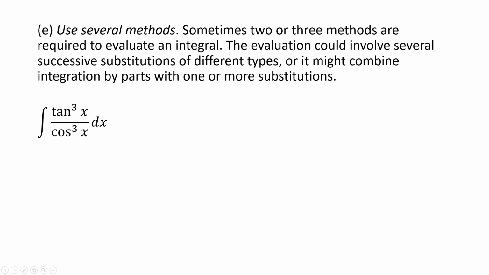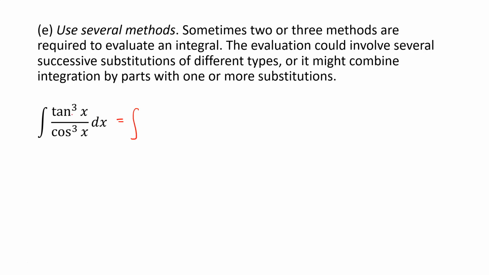And one other thing is to also consider using several methods. In other words, doing substitutions mixed with integration by parts is something that you might come across every once in a while. Let's take this example, tan cubed over cosine cubed. As it is, I'm not exactly sure what the antiderivative is, but we can try a little bit of simplifying or manipulating.